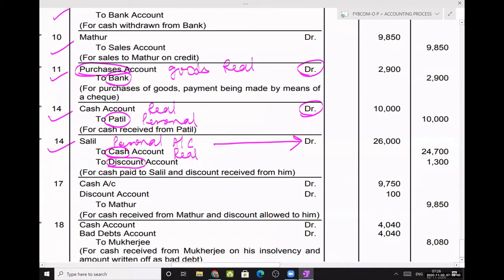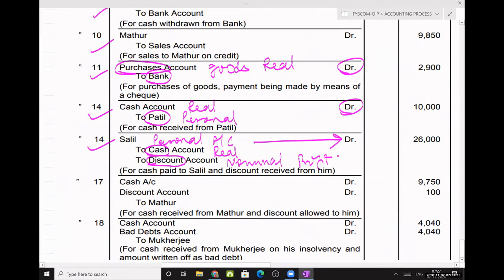Discount. You can even write to cash discount. You can even write to discount received account, or you can just write to discount. So discount is a nominal account. In a nominal account, debit the expense and credit the profit or income. Got this point clear? Is this transaction clear? To Salim, personal account. What is cash? Real account. What is discount? Nominal account. So accordingly, apply the golden rules and your journal entry is filled.